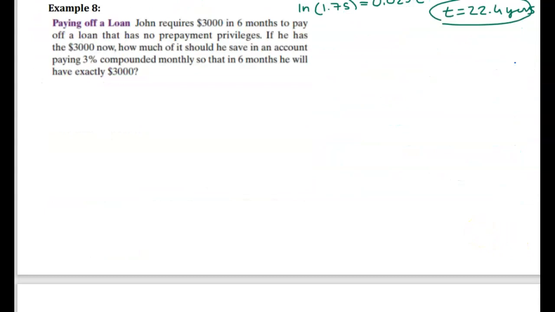Alright, let's look at 8. John requires $3,000 in 6 months to pay off a loan that has no prepayment privileges. If he has the $3,000 now, how much of it should he save in an account paying 3% compounded monthly so that in 6 months he will have exactly $3,000?